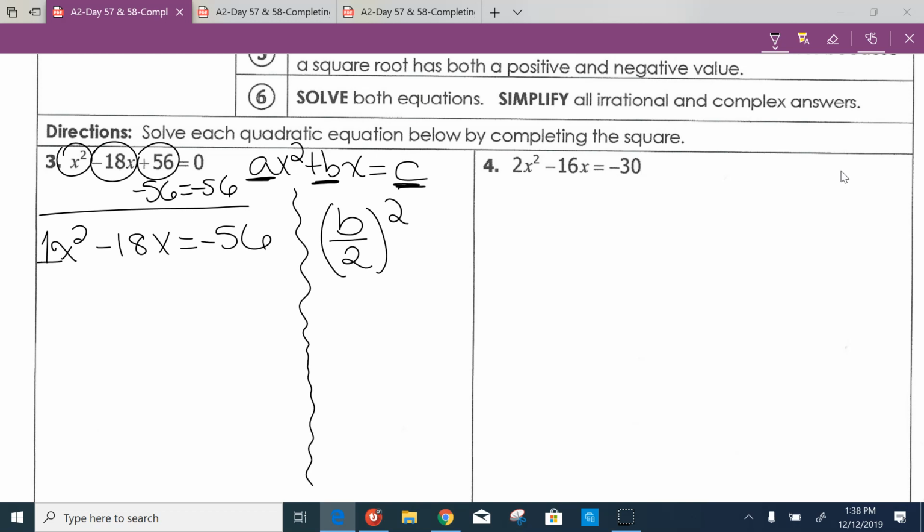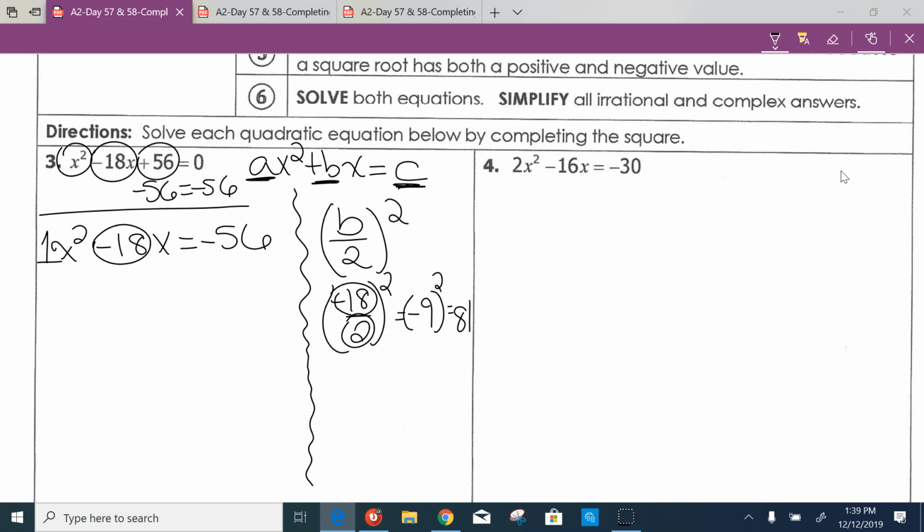So I'm going to take our b value. Our b value is negative 18. So I'm going to take negative 18, I'm going to cut it in half, and then I'm going to square it. So listen to me while I talk this out. Negative 18 cut in half is a negative 9. Negative 9 squared, or in other words, negative 9 times negative 9, is a positive 81.